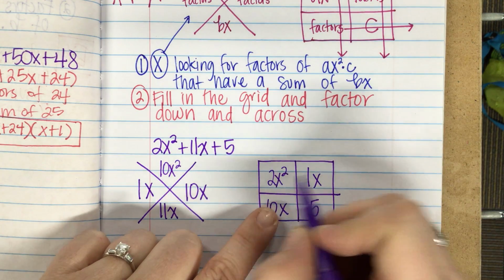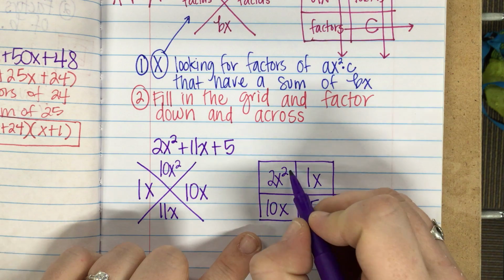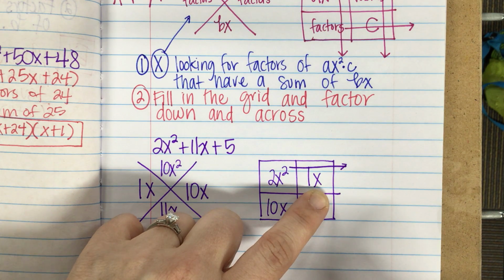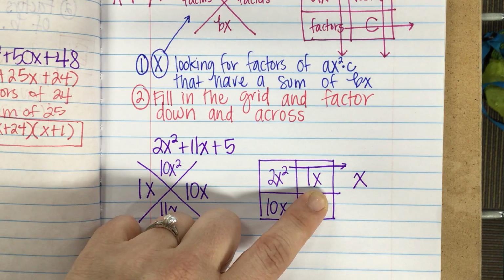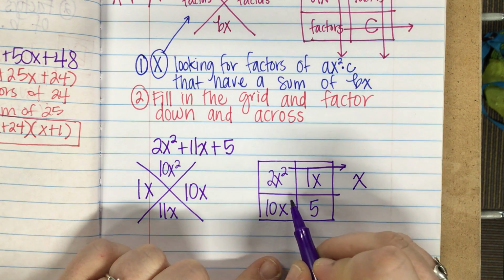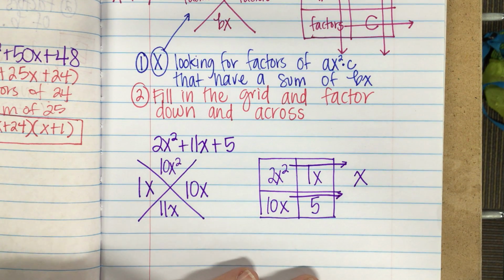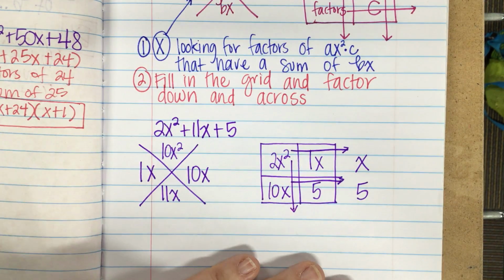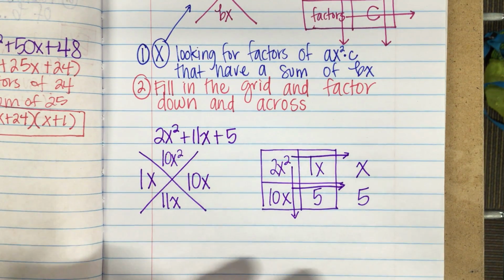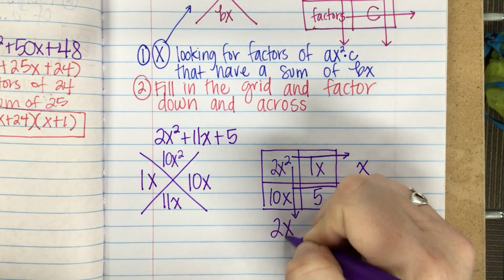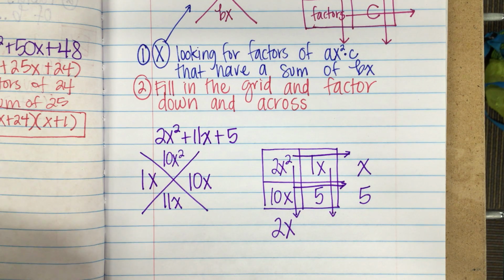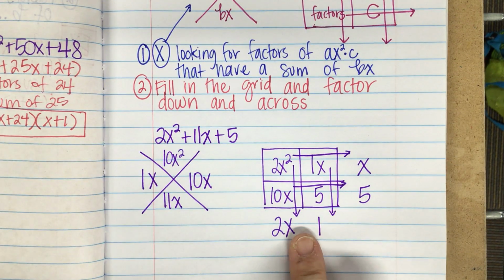And now I'm going to factor across and down. What do 2x squared and 1x have in common? They have an x in common. What do 10x and 5 have in common? 5. What do 2x squared and 10x have in common? 2x. And what do 1x and 5 have in common? 1. And ladies and gentlemen, here's my binomial and here's my binomial.